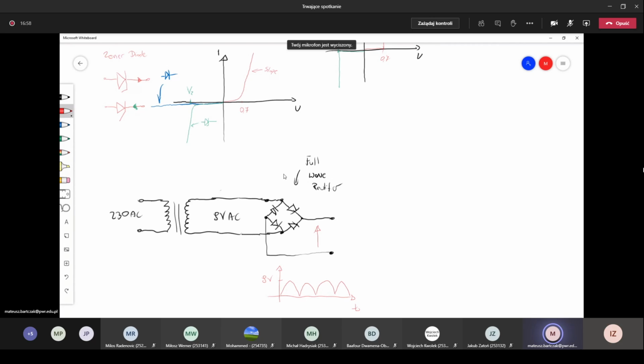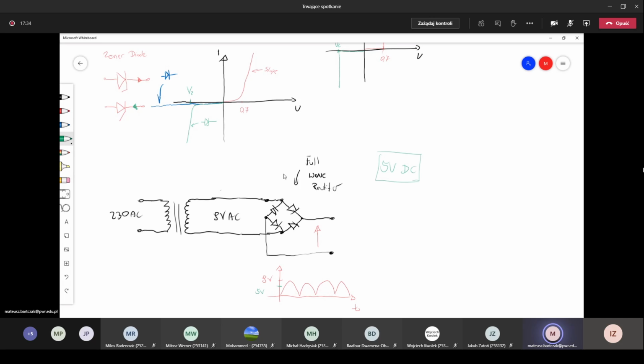Okay, and we want to produce the constant voltage. Let's say we want to have 5 volts of constant voltage. That's what we want to achieve. We want to have 5 volts on the output. So we want to create some power supply, and we want to have 5 volts of DC voltage on the output side.